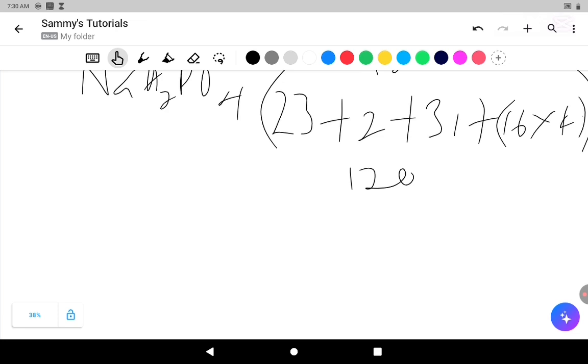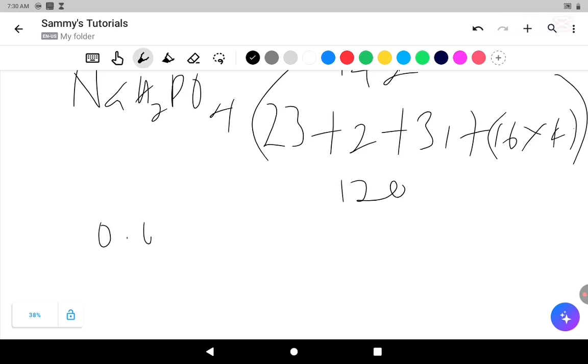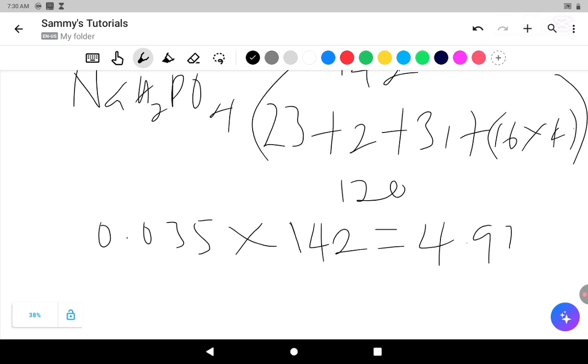For the first one, disodium, what do we have as its concentration? We had 0.035 as its concentration times its mass, which is 142. So 142 times 0.035, you have 4.97 grams.